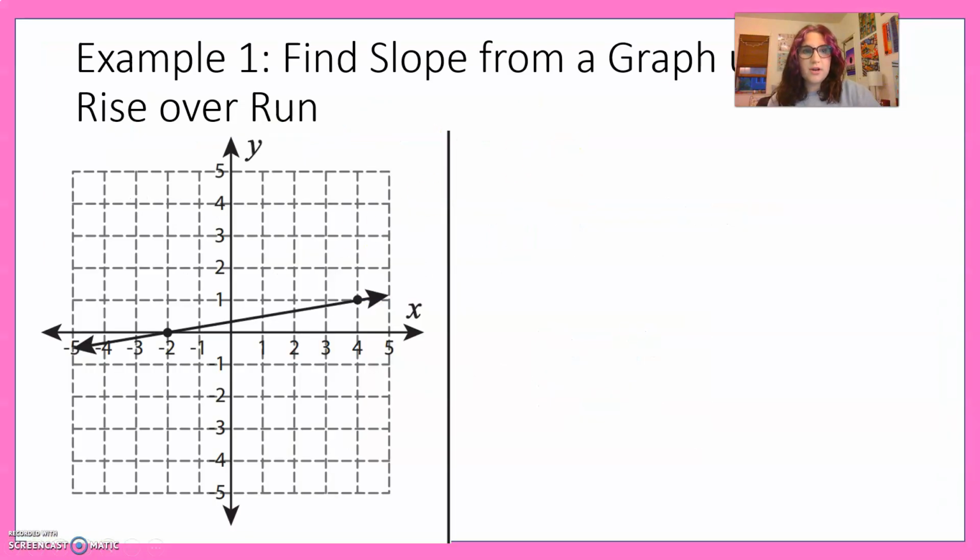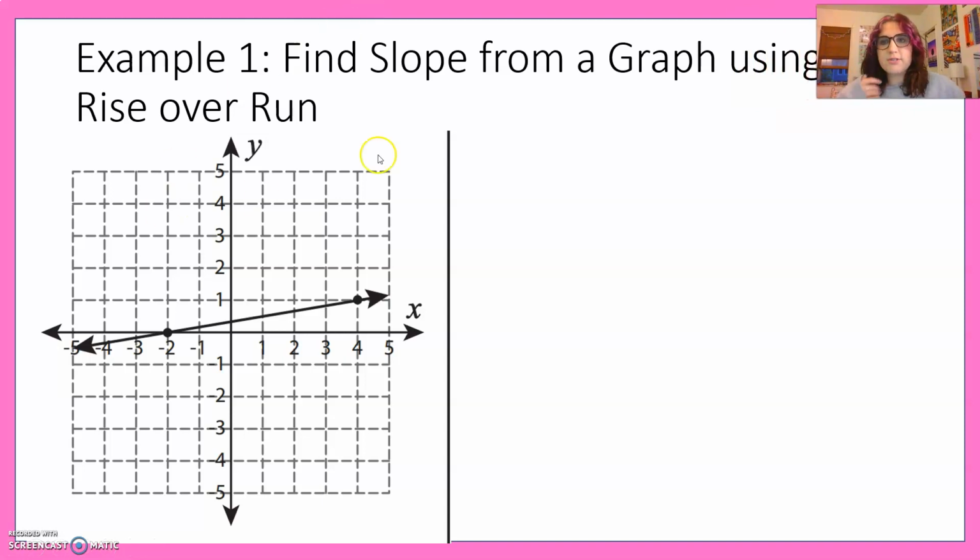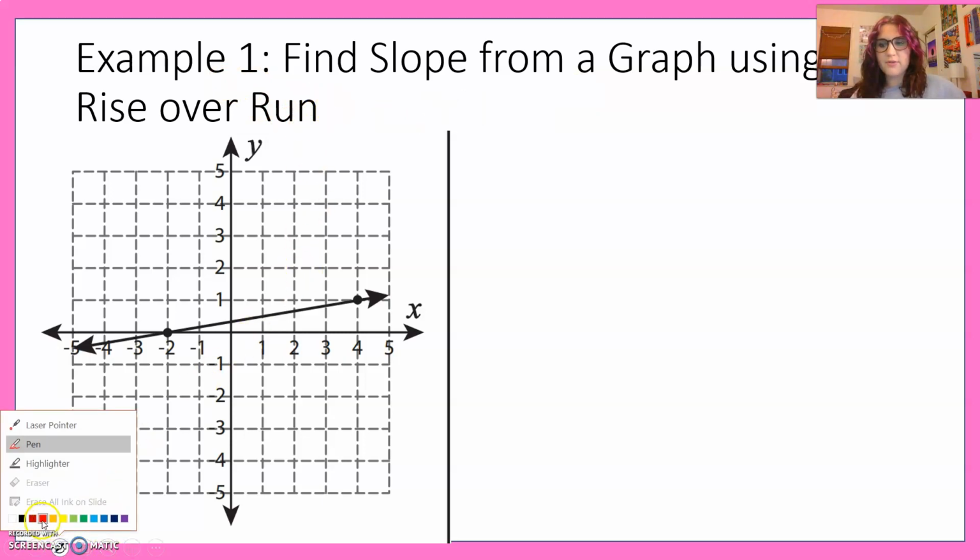So let's start with an example. I'm going to do 3 examples. So this first example, I want to find the slope from a graph using rise over run. So specifically, we're going to be looking at rise over run for this. So I'll do some different colors. Let's do blue. So I want to find the rise over run between these 2 points. So I have a point right here and a point over here.